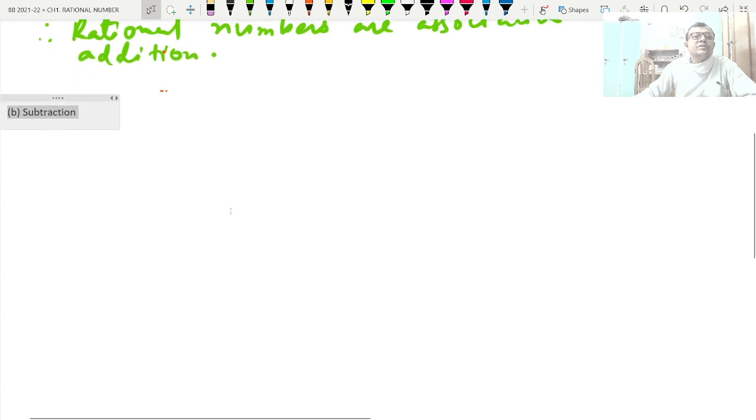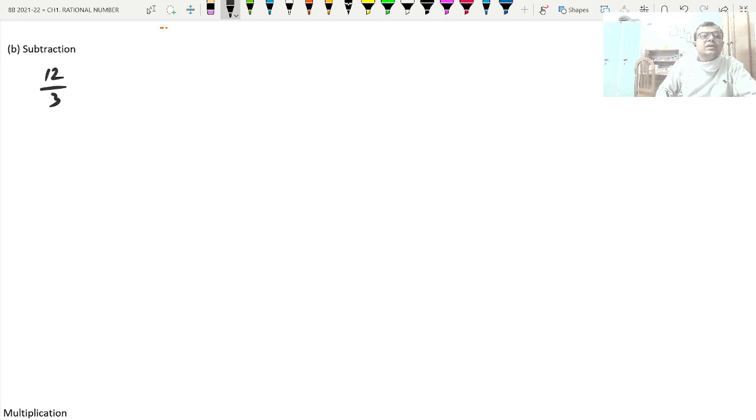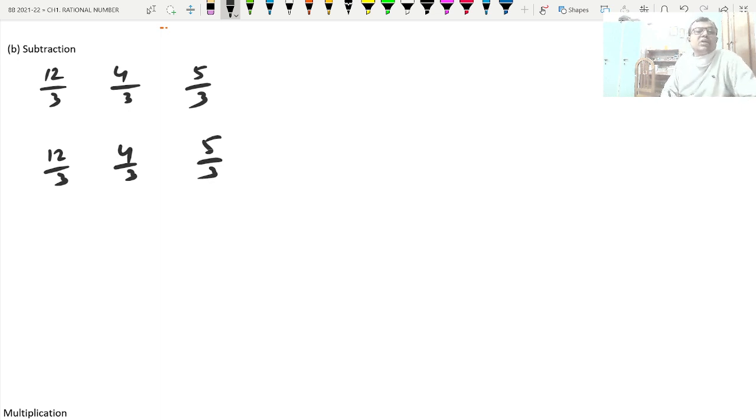Let us see. So let us take the same numbers: 12 by 3, 4 by 3, 5 by 3, suppose. Last time we used addition, now we'll use subtraction. And these two numbers you keep within bracket.